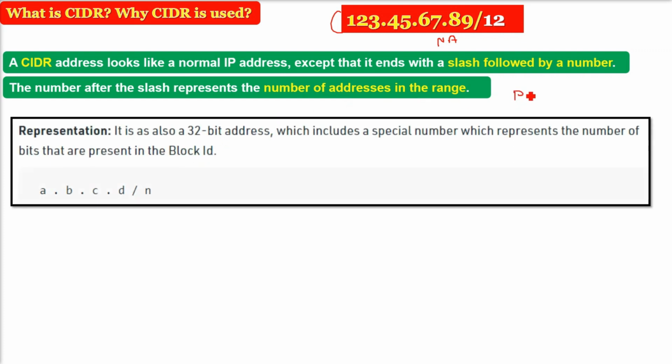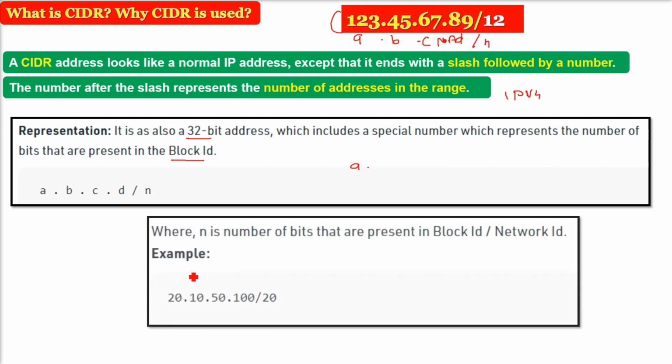So this IPv4 we are talking about is a 32-bit address. CIDR is also a 32-bit address, and it also has a special number which represents the number of bits that are present in a block ID. For example, let me write it here: A.B.C.D and then slash a number n. And what is this n? This is the number of bits that are present in your block ID or network ID.